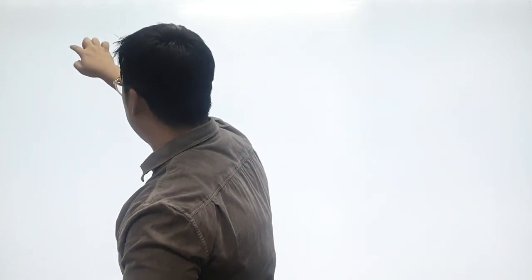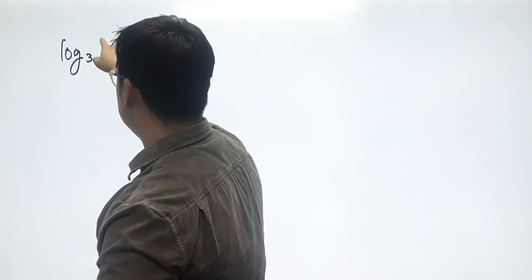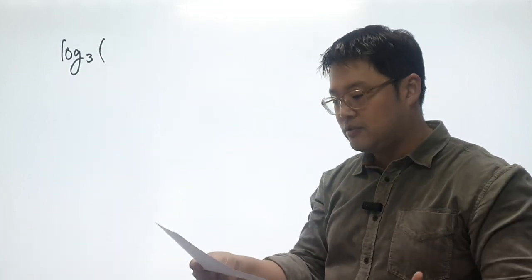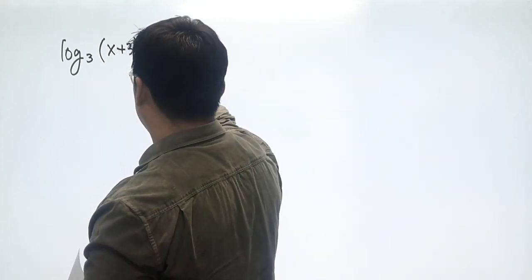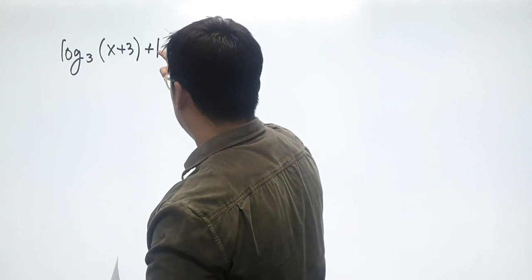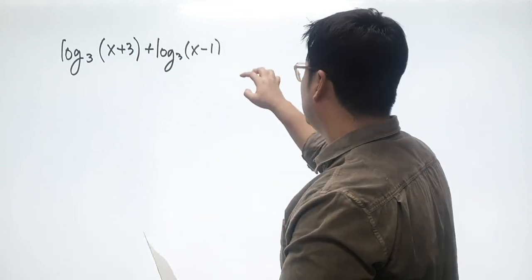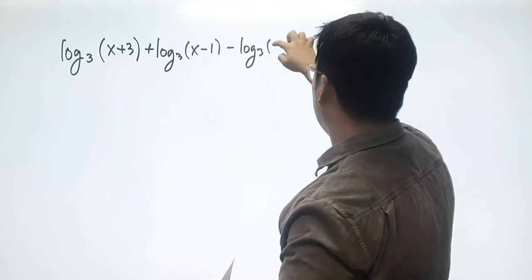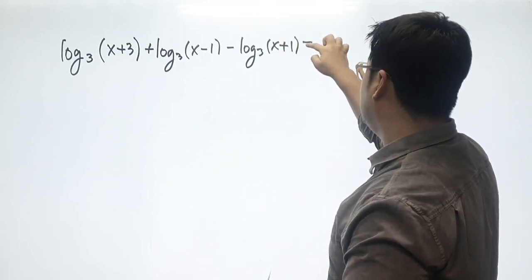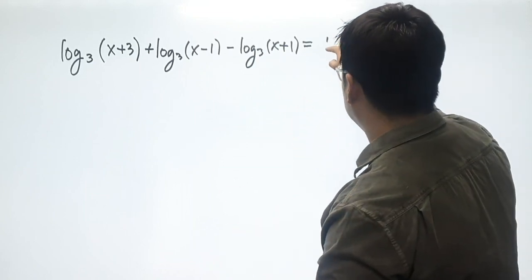It says solve logarithm equations. If I write down the equation, we have log base 3 of x plus 3, adding with log base 3 of x minus 1, and subtracting log base 3 of x plus 1, and this has to be equal to log base 2025 of 2025, which is just going to be 1. So I'm just going to write it as 1.